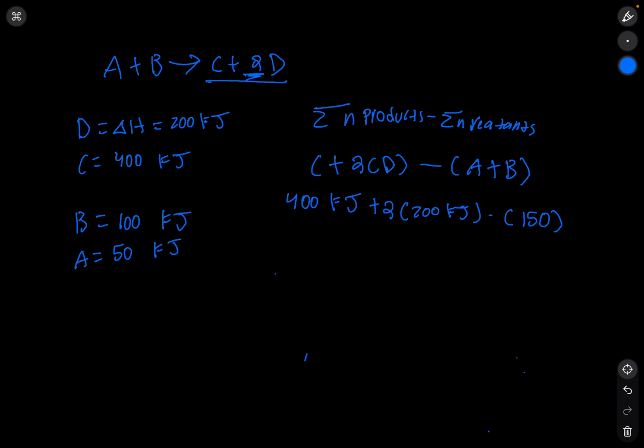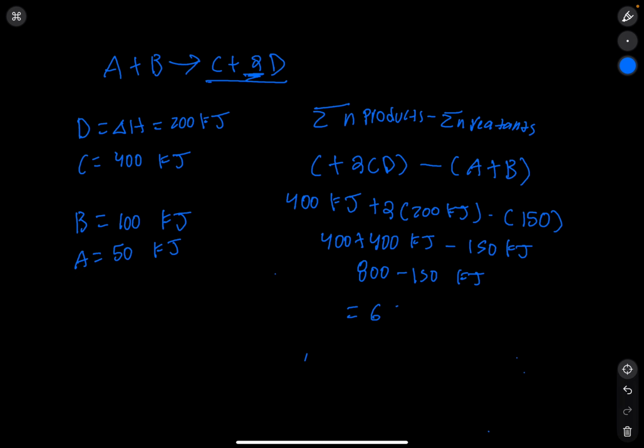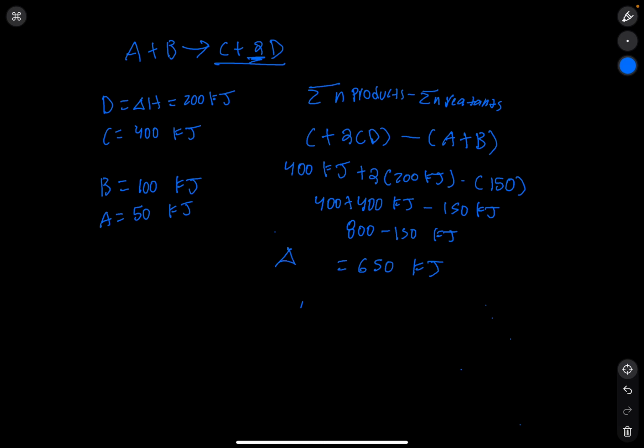Now from here, what we can do is find the total enthalpy change. So we can see here that 400 plus 2 times 200 is just 400 plus 400 kilojoules minus 150 kilojoules. So then in total, you get 800 minus 850 kilojoules, which is equal to 650 kilojoules. Now, this is the total enthalpy change. And since it's a positive number, we can say that the reaction is endothermic.